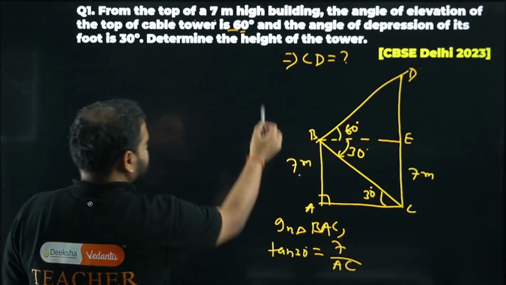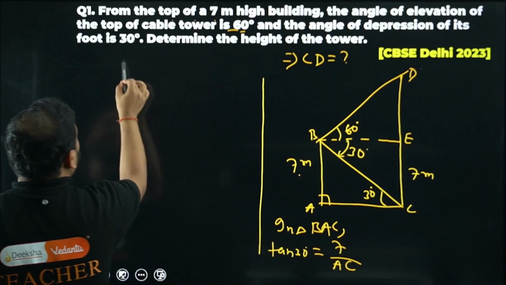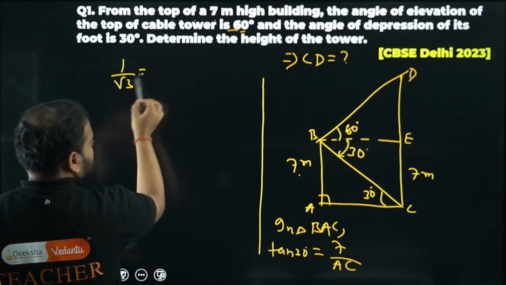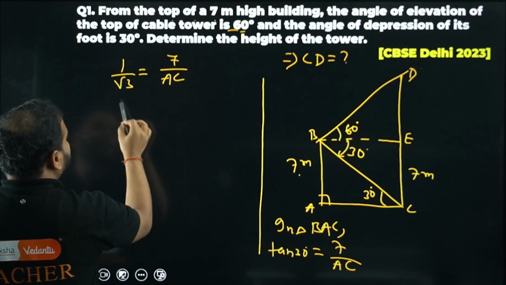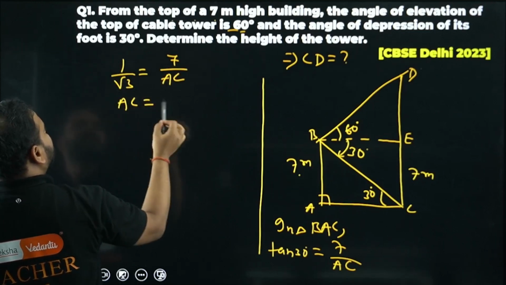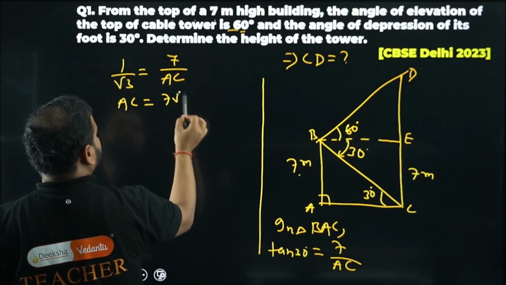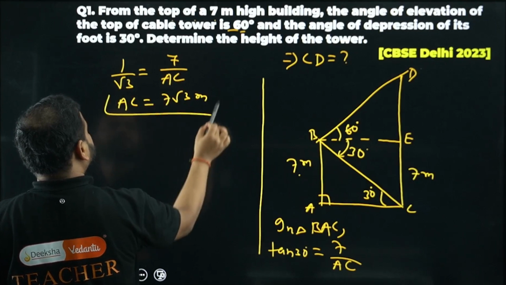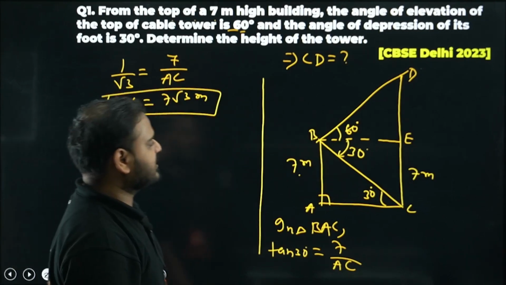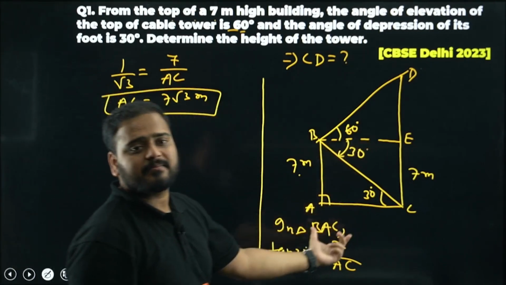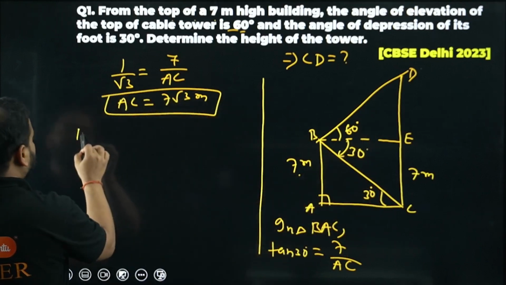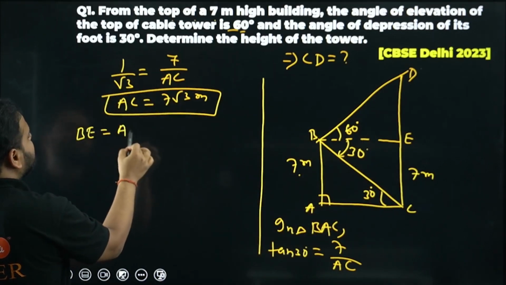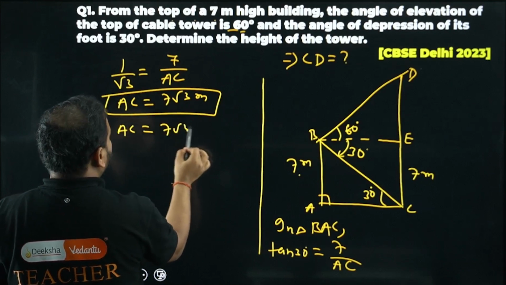Proceed here. Tan 30 is 1 by root 3. 7 will be just like this and AC remains as it is. Cross multiply. AC will be 7 root 3 meters. Now AC is same as BE, right? Please check. So BE equals AC equals 7 root 3 meters.